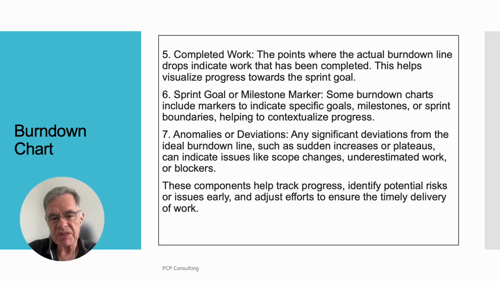Anomalies or deviations. Any significant deviations from the ideal burn down line, such as sudden increases or plateaus, can indicate issues like scope changes, underestimated work, or blockers. These components help track progress, identify potential risks or issues early, and adjust efforts to ensure the timely delivery of work.